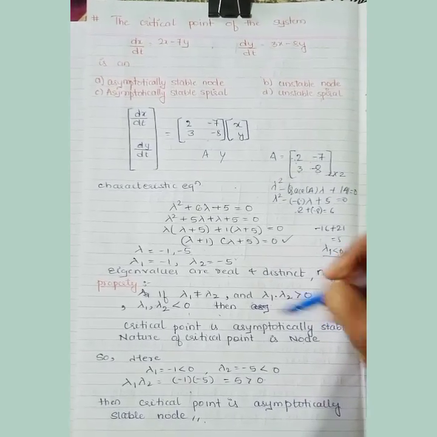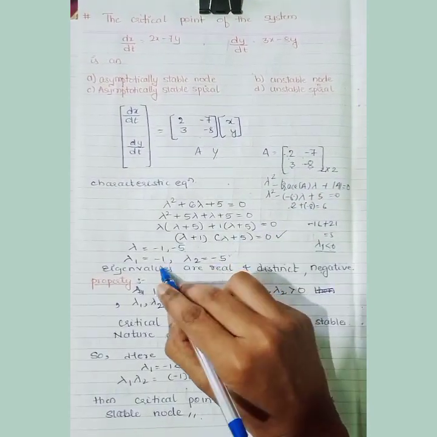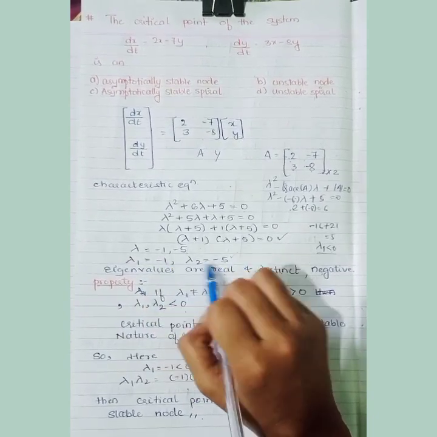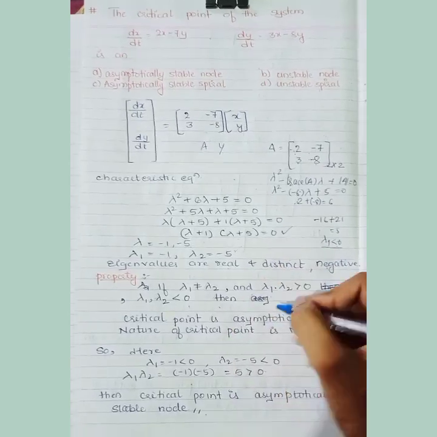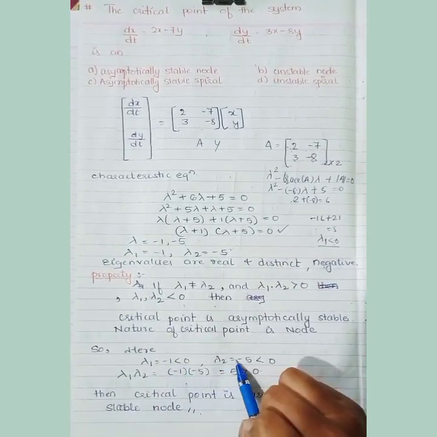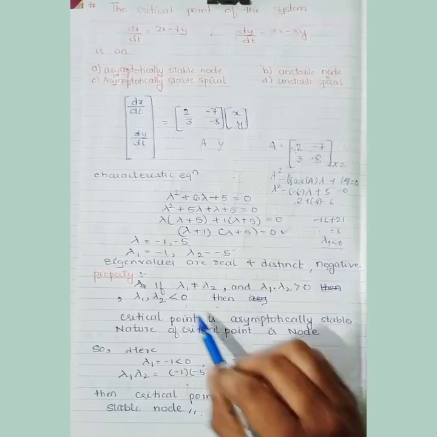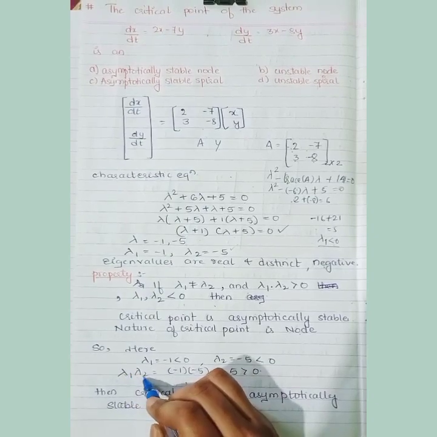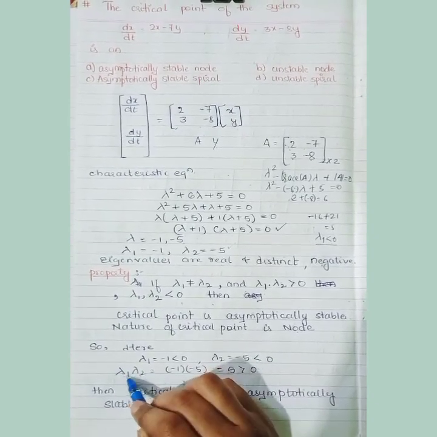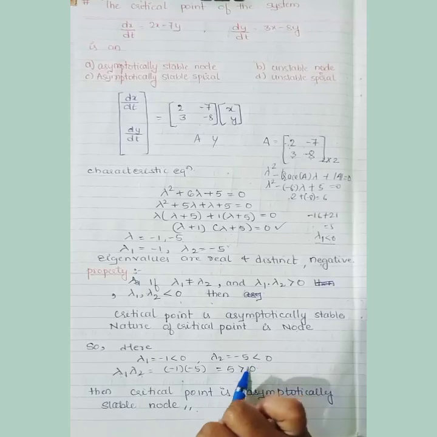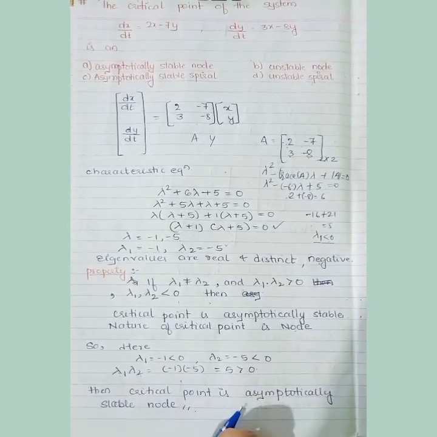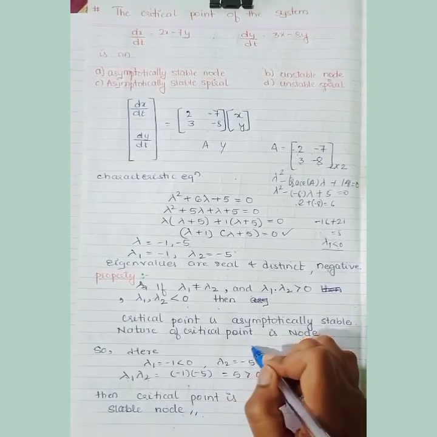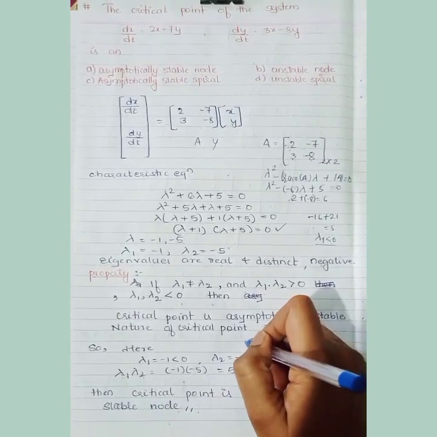They are going to be stable and its nature is going to be a node. The product of the eigenvalues, lambda 1 is -1 and lambda 2 is -5; if you multiply both, you get a positive value. Both are negative and they are different, so you have to check whether their product is positive or negative. If it is positive, -1 into -5, it is going to be stable. So it will be stable and the nature of the critical point is going to be a node. So option A is correct.